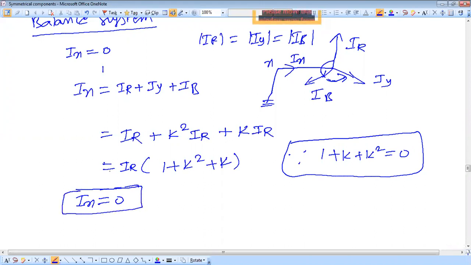Here IR plus IY plus IB. I am writing IY in terms of IR. Why? Because it is a balanced system. There's K square times IR, IB is K times IR, so IR is common. What will we get? 1 plus K square plus K. We know that already 1 plus K square plus K equal to 0. So in the balanced system, the current through the neutral will be 0.